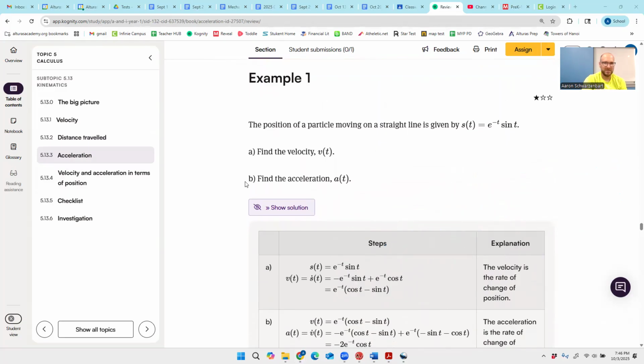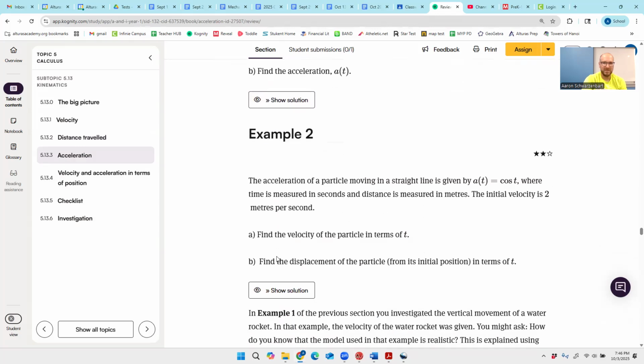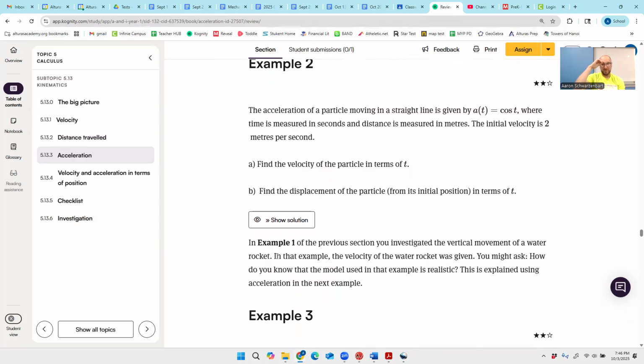Okay, let's look at example two. The acceleration of a particle moving along a straight line is given by there, where the time is measured in seconds and distance in meters. The initial velocity is 2 meters per second. Find the velocity of the particle in terms of t.